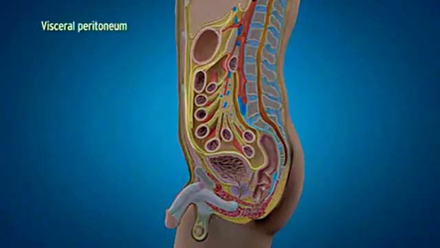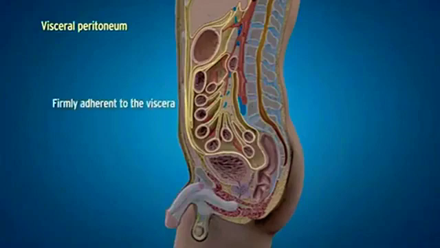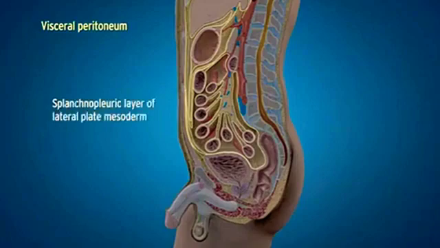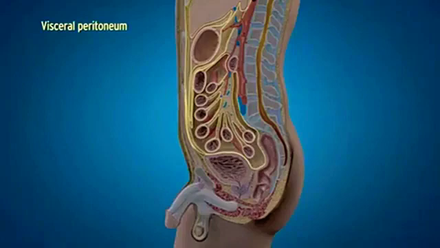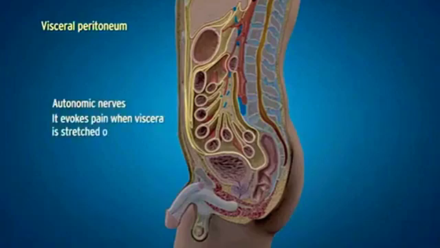Visceral peritoneum. It lines the outer surface of viscera. It is firmly adherent to the viscera and forms a part of it. Visceral peritoneum is developed from splanchnopleuric layer of lateral plate mesoderm. Hence, the blood supply and nerve supply of visceral peritoneum is similar to that of corresponding viscera. Since this layer is supplied by autonomic nerves, it evokes pain when viscera is stretched or distended.